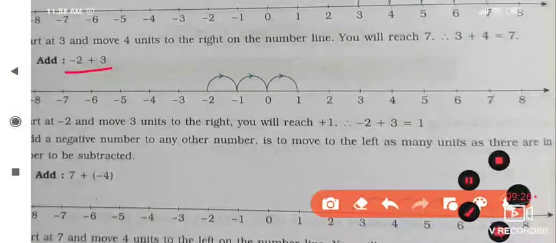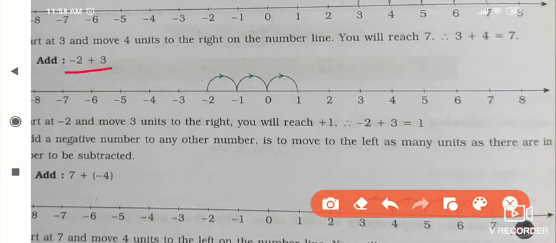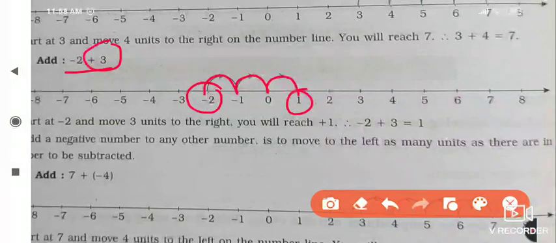Minus 2 plus 3. So here is the number line. Where is minus 2? Minus 2 is here. And to it what do we have to add? Plus 3. So we have to move towards the right side because plus 3 is there. 3 steps, that is 1, 2 and this is the 3rd step, and the answer is 1. So in this way we have to do addition if one number is negative and another is positive.